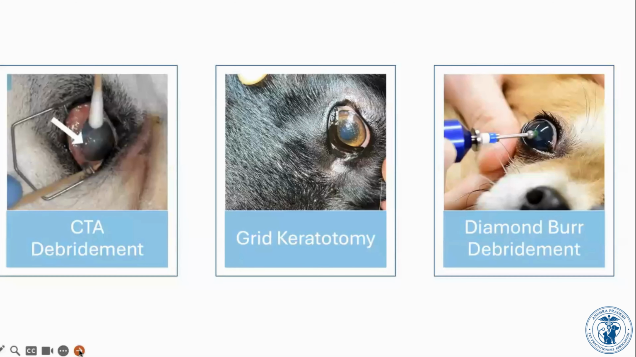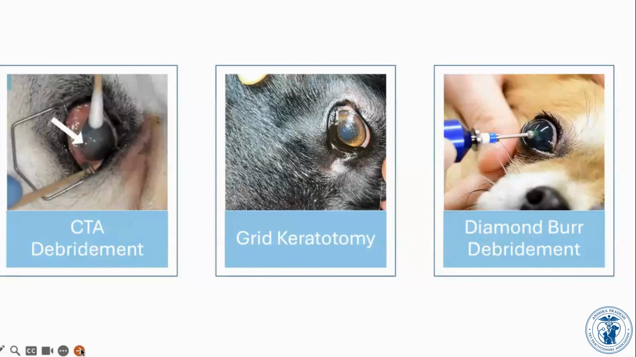And the next one is the diamond burr debridement. In diamond burr debridement, the pet should ideally be sedated, because if they move a little, it can just destroy the whole procedure.